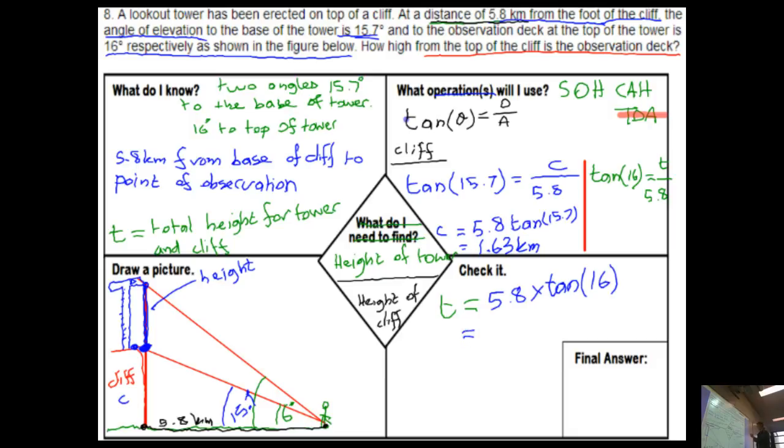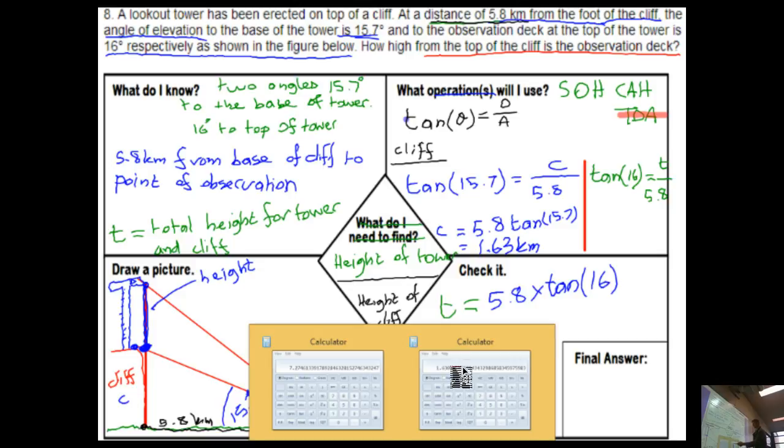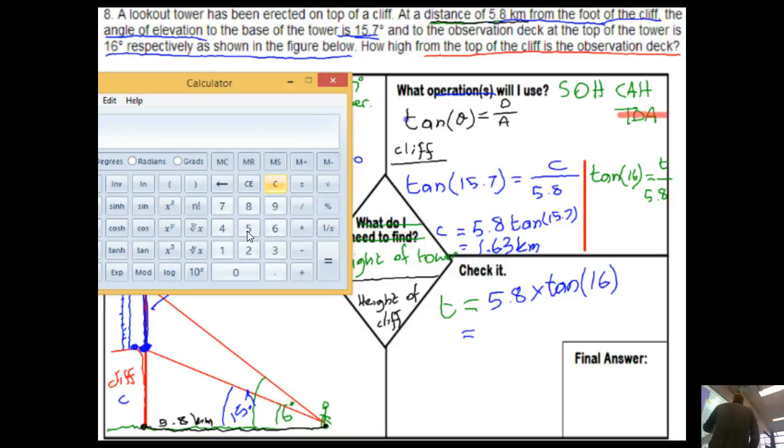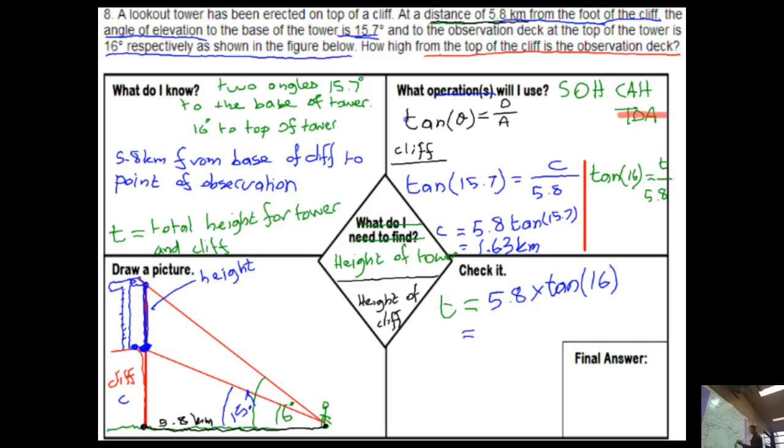Do the same in the calculator. What do we get? 5.8 times 16 degrees, tan of that angle. And I get 1.66 kilometers. Okay, so I know the total height of the cliff face and the tower, and previously I worked out the height of just the cliff, 1.63.